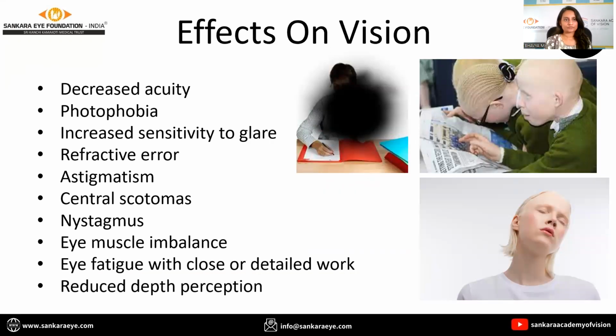What are its effects on vision? Generally, we see decreased visual acuity, which can be for distance as well as near. Patients with albinism face severe photophobia and increased sensitivity to glare. Refractive error is also commonly seen, and we also see astigmatism. Patients also have central scotomas, nystagmus, eye muscle imbalance, eye fatigue with close or detailed work, and reduced depth perception.